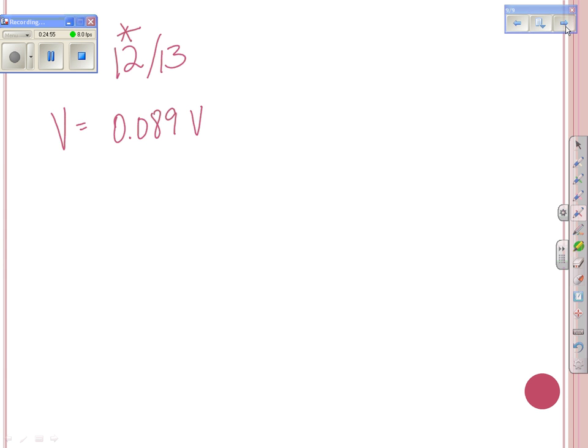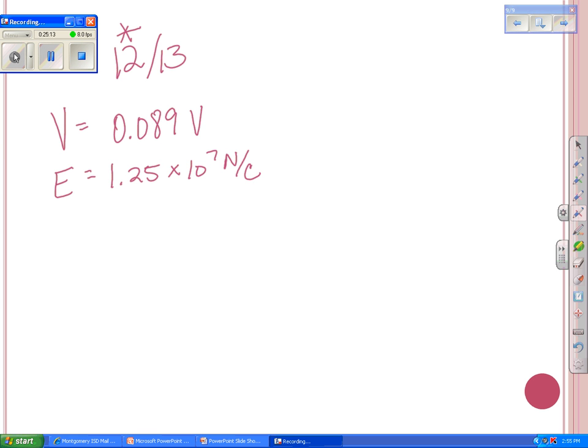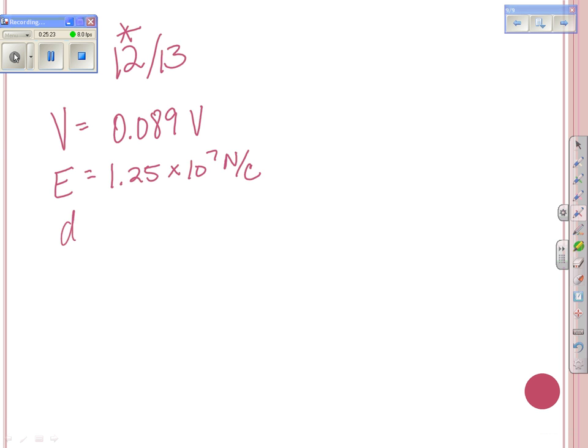We should be able to go back and look at that problem and realize that our E is going to be 1.25 times 10 to the 7th newtons per coulomb. That was our electric field that we calculated on that problem. Well, we want to know how far. How thick. So we're looking for distance.